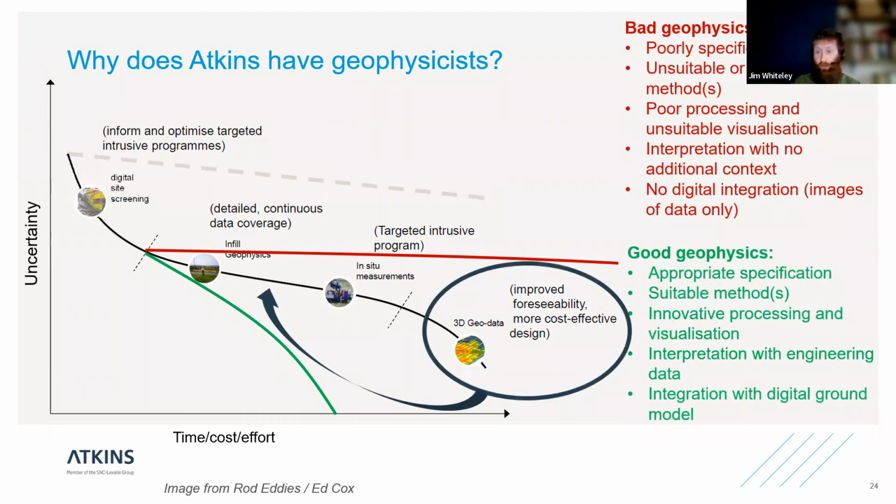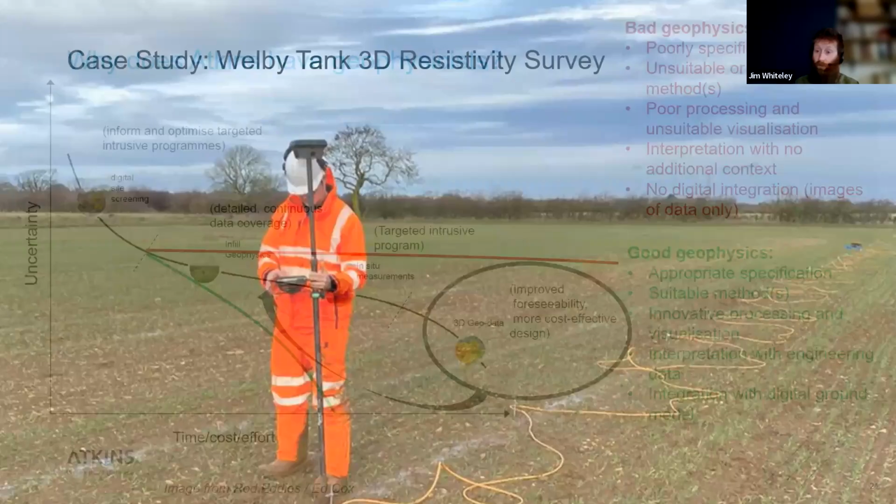And finally, as I alluded to, in this particular graph, the 3D geodata approach, this kind of site-wide three-dimensional understanding, is right down there in terms of time, cost, effort, and also in terms of reducing uncertainty. But I think we're at a stage now with particular sites and certain challenges where this can be introduced much sooner and with greater effect than it has done historically. And again, we'll go on to that in the case study, which is what we come to now.